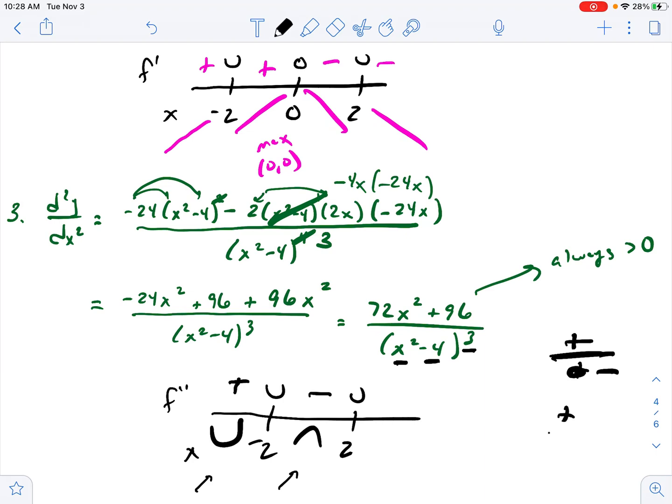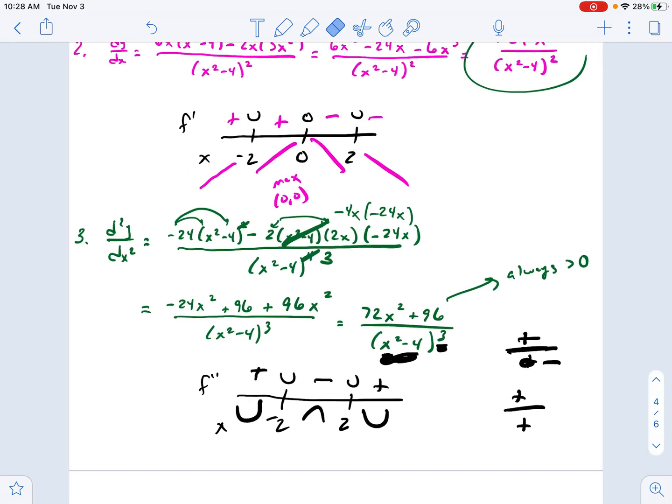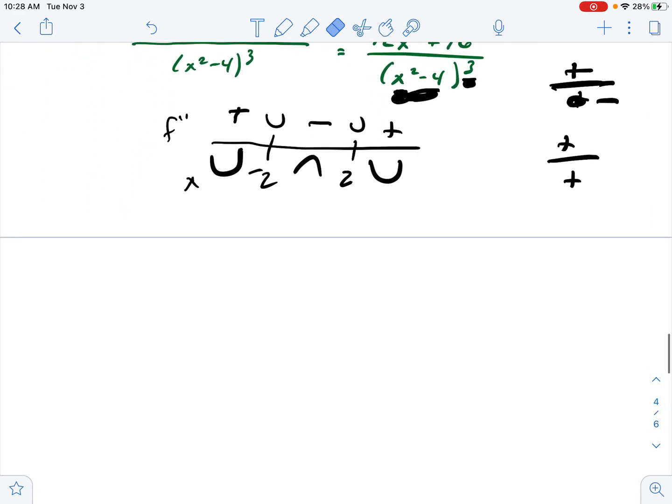We're concave down. To the right of 2, the numerator is going to be positive. If I take a number bigger than 2 and square it, that's bigger than 4. Minus 4 is positive. Cubed is positive. So we do have some changes in concavity, but remember, the original function has asymptotes at plus or minus 2, so there are no points of inflection. Okay, there are actually no points here. Let's try to put everything together in the graph.